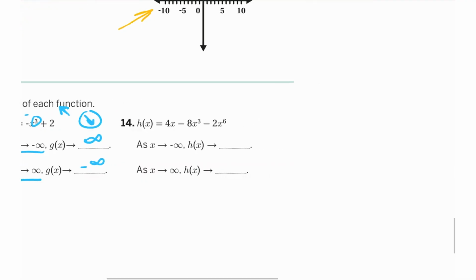H of x, I'm looking for the highest exponent term, which is power of 6. So it's even, and that leading coefficient is negative, meaning my right side points down. And since the exponent is even, that means both the left and right side both point in the same direction, which both of them are pointing down towards negative infinity.